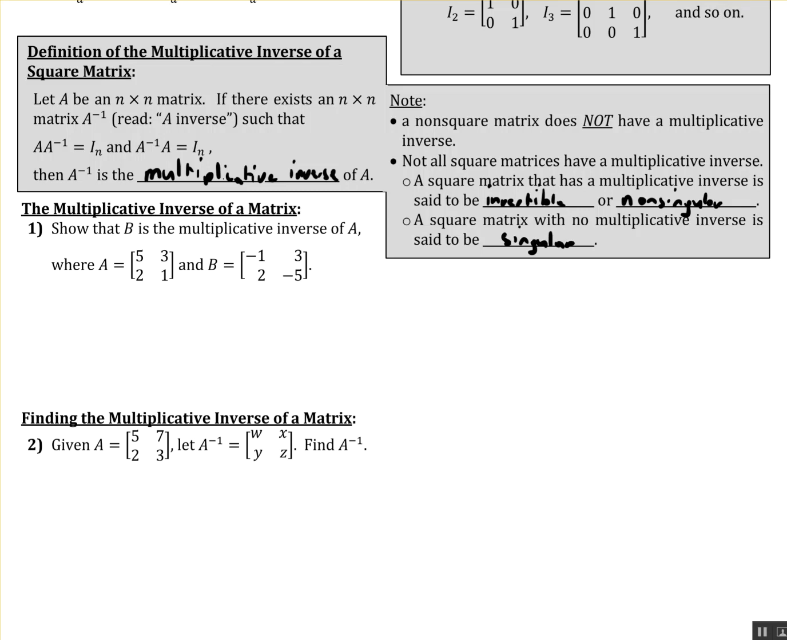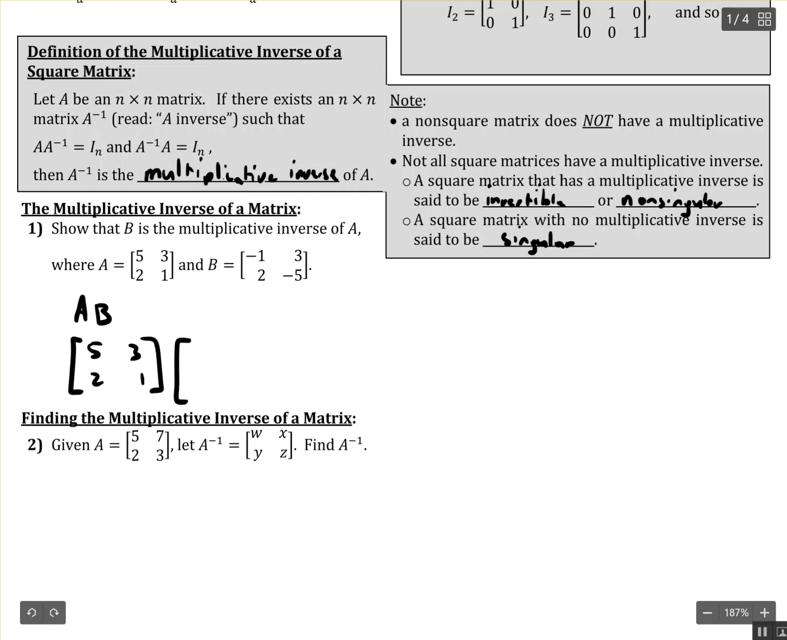All right, show that B is the multiplicative inverse of A. In order to do that, we're going to take A times B. So 5, 3, 2, 1 times -1, 3, 2, -5, and I should end up with the identity matrix. So 5 times -1 plus 3 times 2, that's -5 plus 6, gives me 1. 5 times 3 gets me 15, minus 15 gets me 0. 2 times -1 plus 2 gets me 0, and 2 times 3 plus 1 times -5 gets me 1.